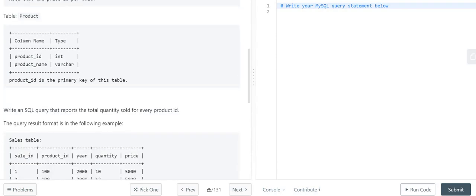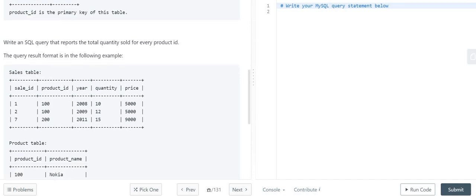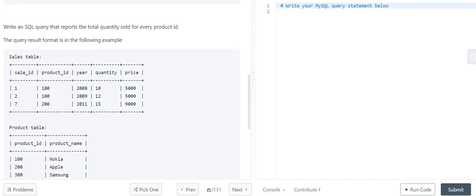What they're asking us is to write a SQL query that reports the total quantity sold for every product ID. The query result format is in the following example. Sales table: sale ID, product ID, year, quantity, price. You have a row where sale ID is 1, product ID is 100, year is 2008, quantity is 10, and price is 5000.